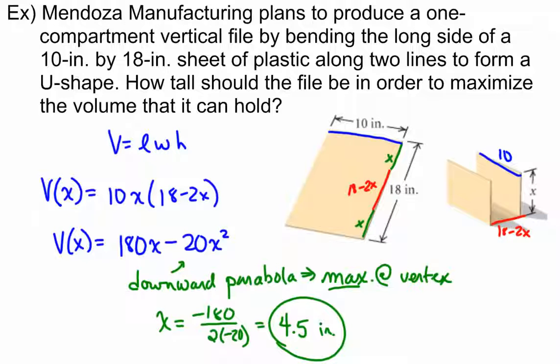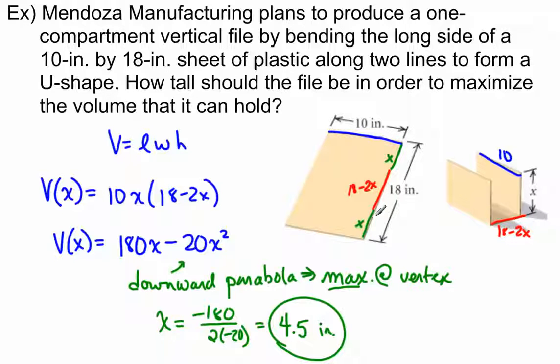Okay, in this application of a quadratic, we are going to have to actually come up with the function ourselves. We've got a manufacturing company that wants to make a vertical file. They're going to start with a 10 by 18 sheet of plastic, and they're going to fold it along two sides to make a U-shaped file. We want to know how much they should fold in order to maximize the volume.